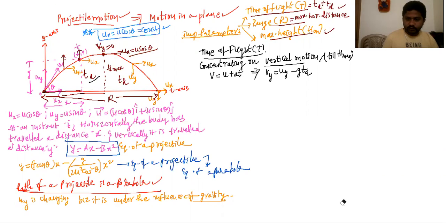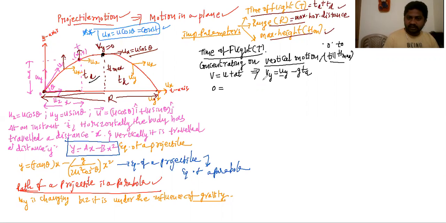So what happened to Vy? Vy means the final velocity of the body. We are talking about the initial point, which is 0, to the maximum height. The maximum height is the final point. See, at the maximum height, what is the final velocity? It is 0.